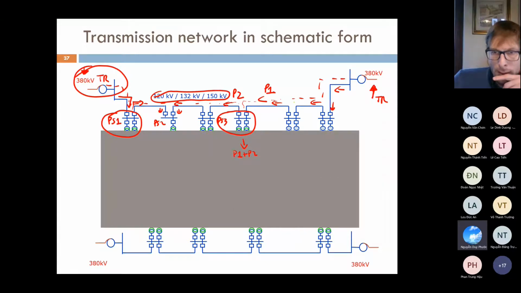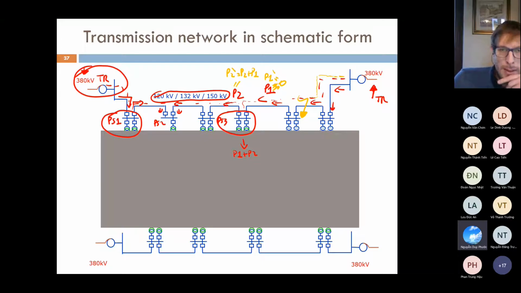Okay, so let's assume we have a fault on this line here. What happens? P1 becomes 0, because the power cannot go from this direction. But what about P2? So let's say here P1 first is equal to 0. What about P2? P2 first is now equal to P2 plus P1.